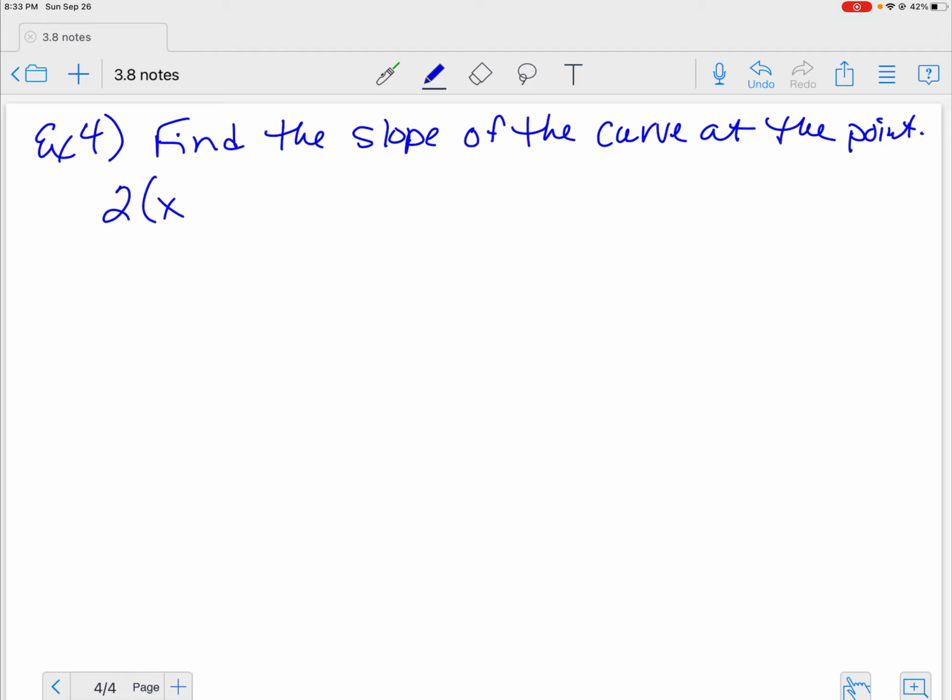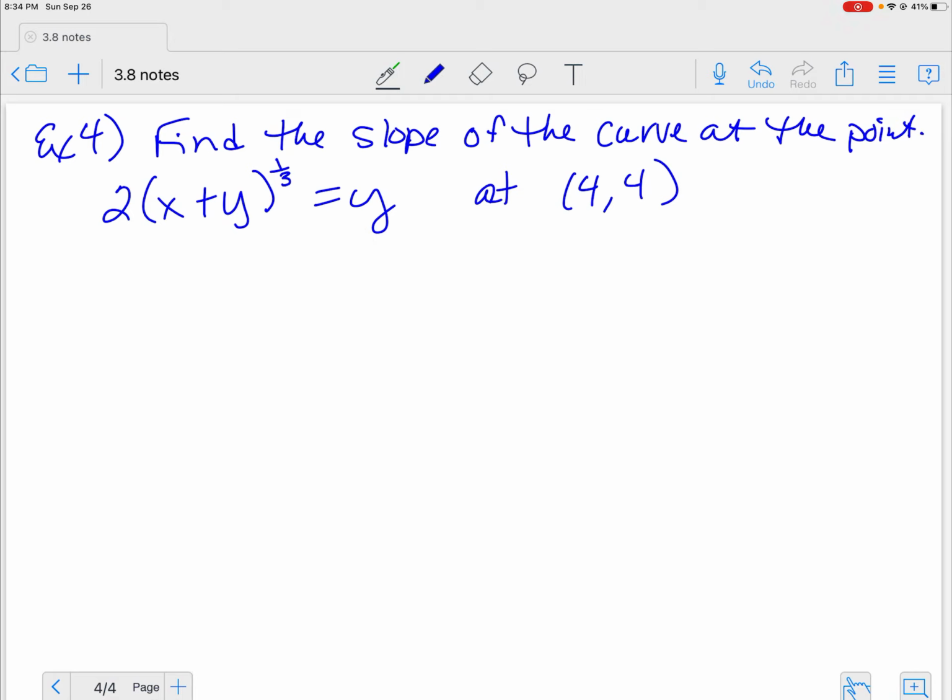So here is our equation: 2 times (x plus y) to the 1/3 power equals y, at the point (4, 4). That's a 1/3. I was looking at that and that looks wonky, doesn't it? Okay. All right. So I'm going to find a slope. So what are we doing? Derivative. And I've got two different variables. That is my tip off for implicit differentiation.